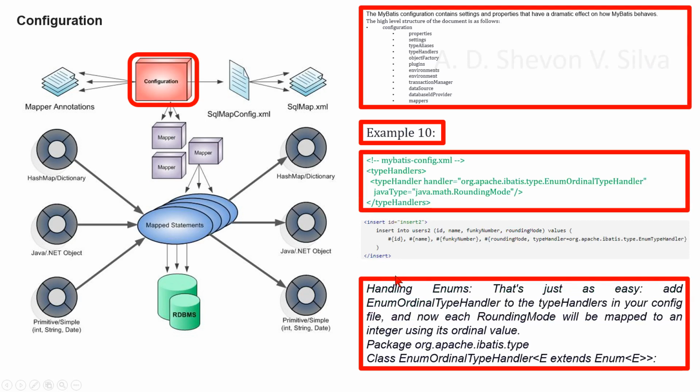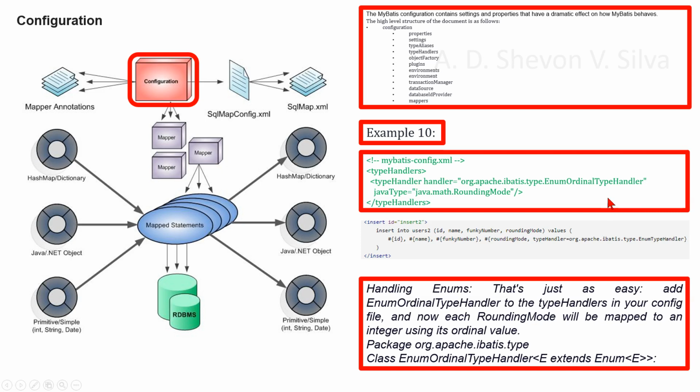Now we are considering handling enums. That's just as easy. Add the enum ordinal type handler to the type handlers in your config file, and now each rounding mode will be mapped to an integer using its ordinal value.